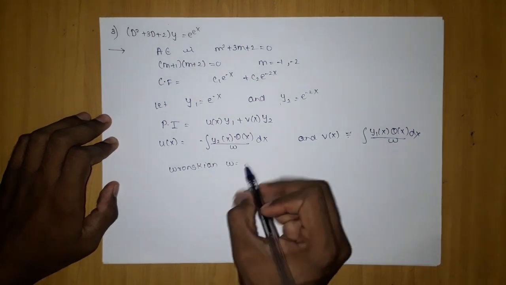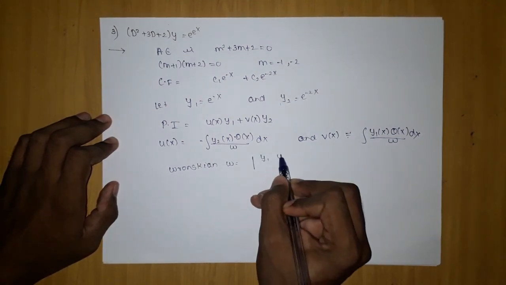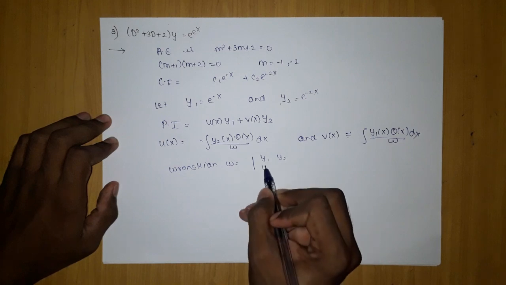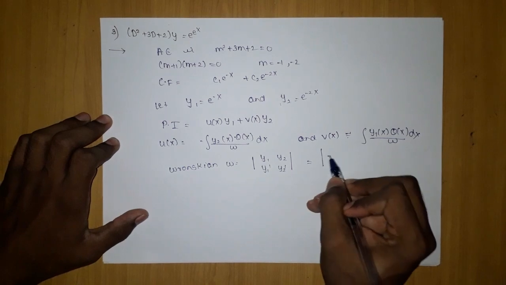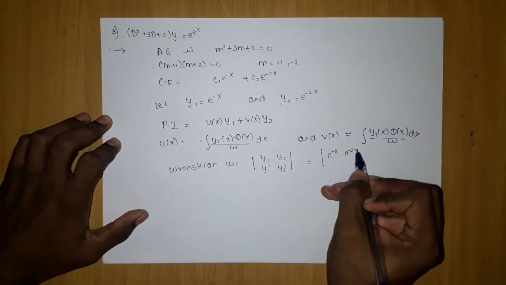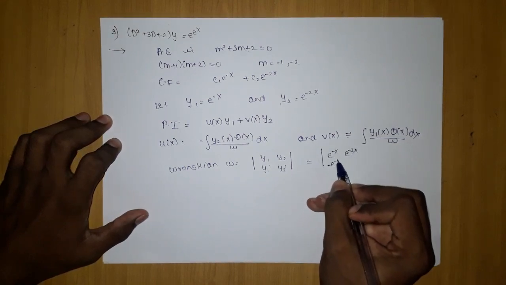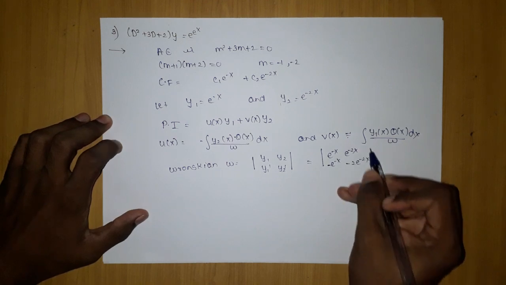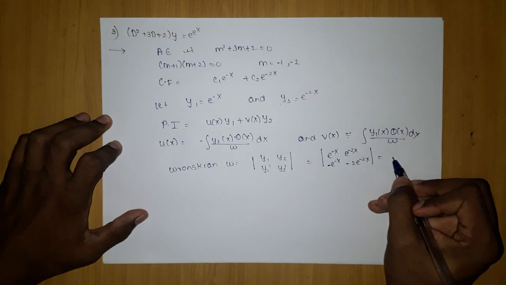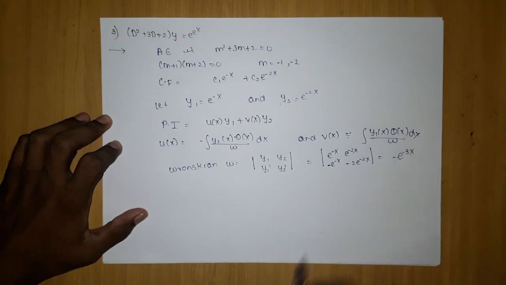So W is given by the determinant of y1, y2, y1 dash, y2 dash, right? Agree? Here it will be e to the power minus x, e to the power minus 2x, minus e to the power minus x, its differentiation, and here minus 2 e to the power minus 2x. If you solve, you will get minus e to the power minus 3x, right?